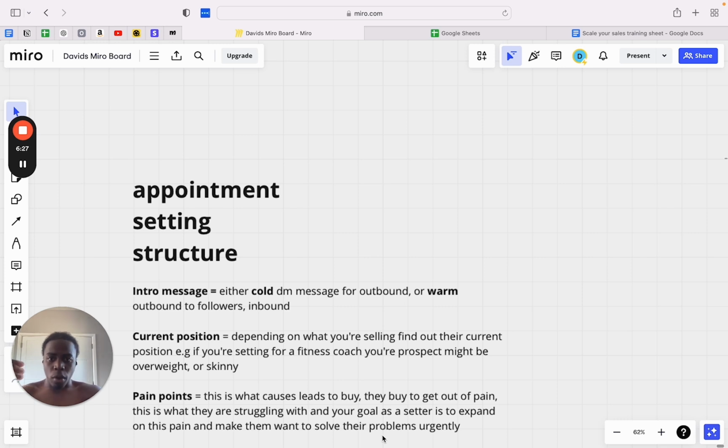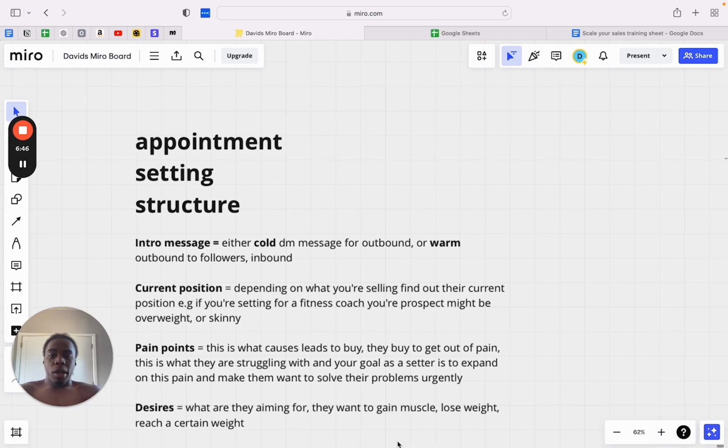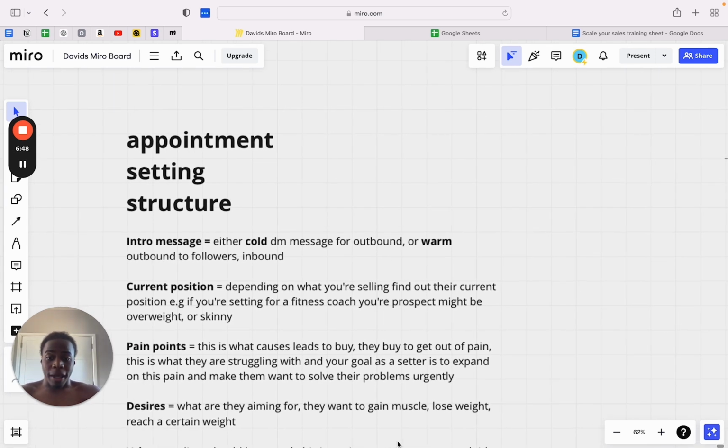And we're going to go into how we can do all of this in future videos. I'm just walking you through the structure of appointment setting right now. So your goal as an appointment setter is to figure out your prospects' pain points, figure out what they're struggling with, and expand on this pain to make them want to solve their problems urgently. Desires. So this is what your prospects are aiming for.